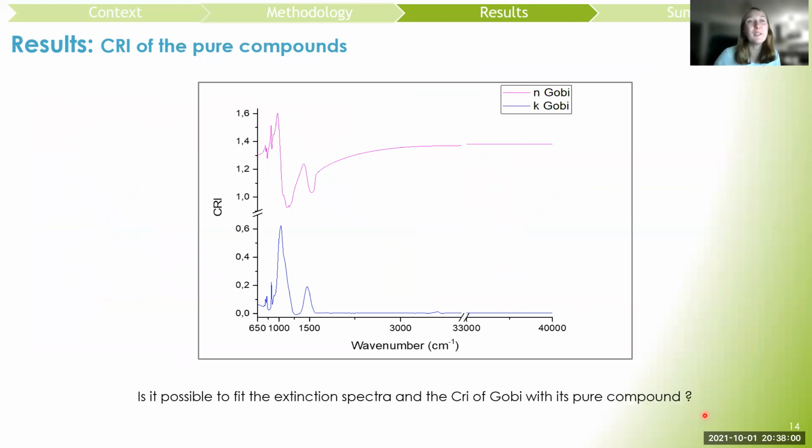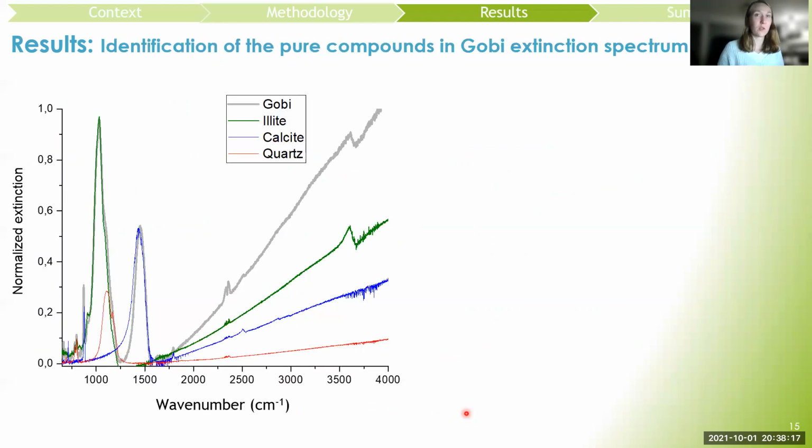And finally, the refractive index of Gobi. So we will check now if it's possible to explain the extinction spectra we saw before and the complex refractive index of Gobi with the refractive index and extinction of the pure compound. So let's first focus on the extinction spectra. We will try to identify the pure compound.